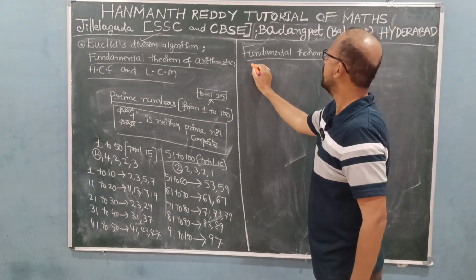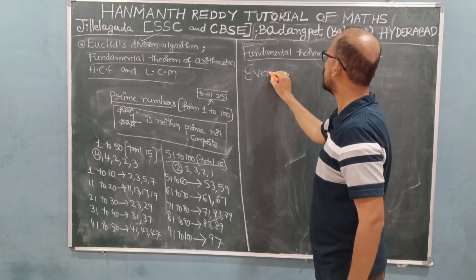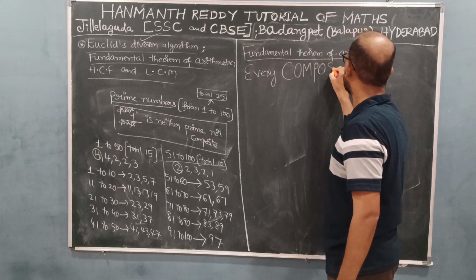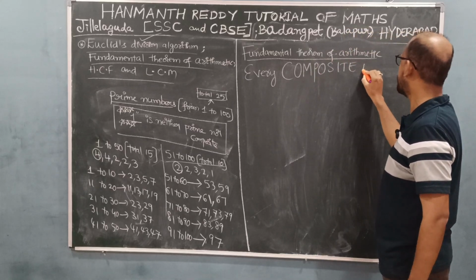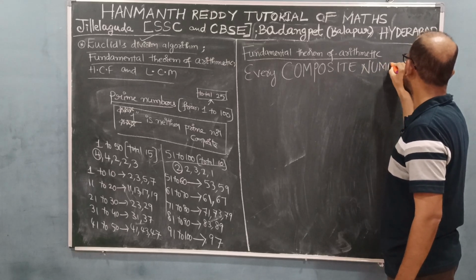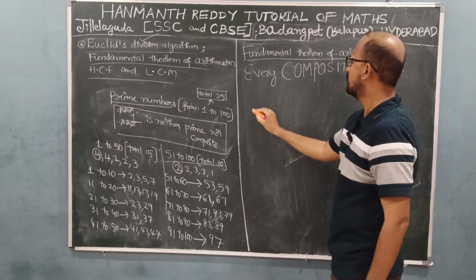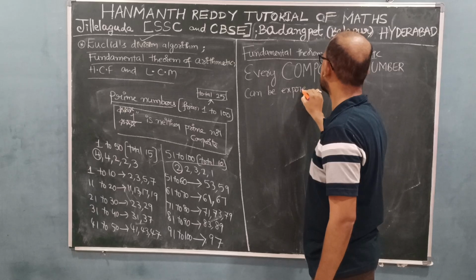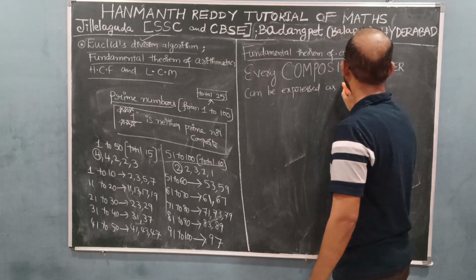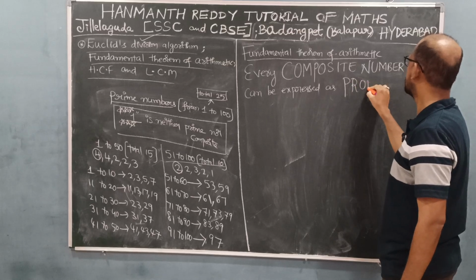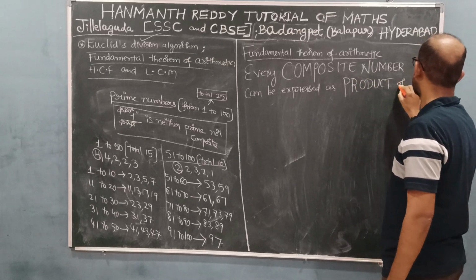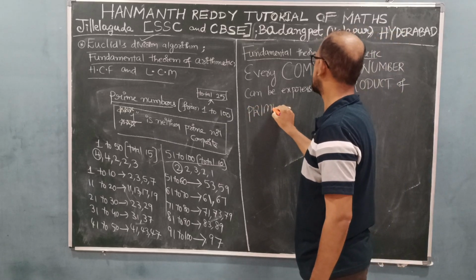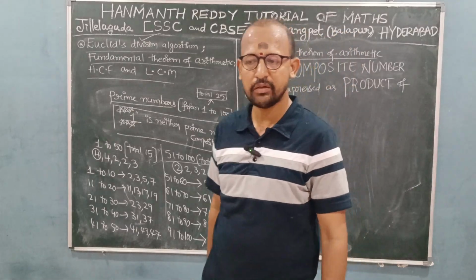Every composite number can be expressed as a product of primes. Every composite number can be expressed as a product of primes. This is the statement. What is the meaning of the statement?